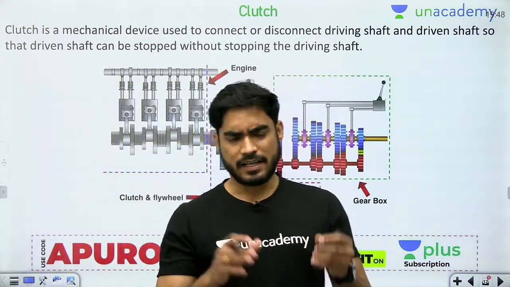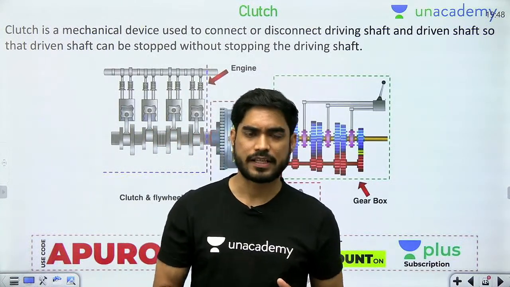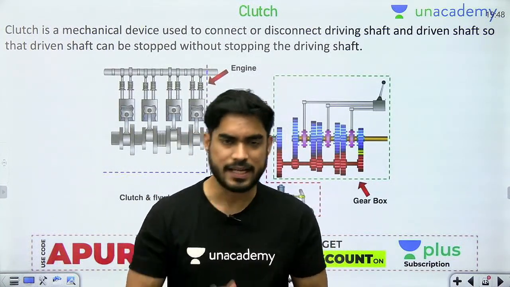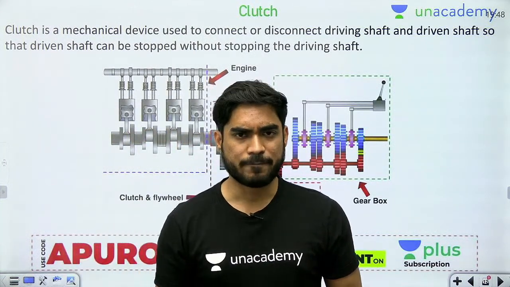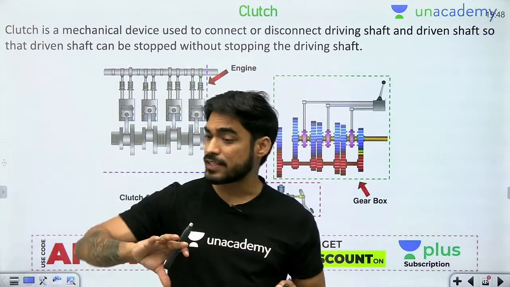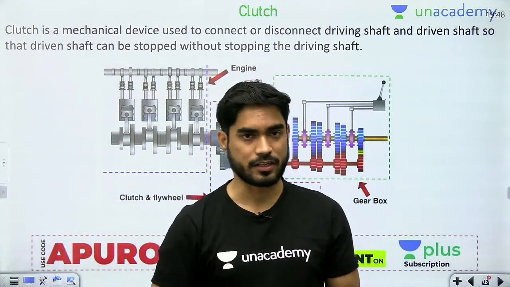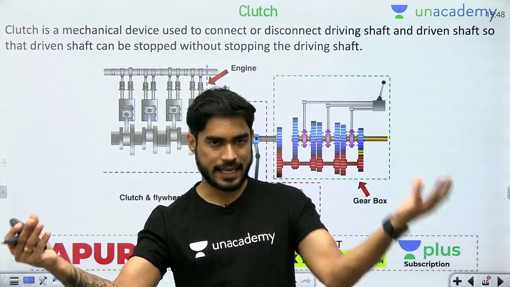Understand? Let's talk about an automobile. Let's understand what a clutch is from the example of an automobile. In an automobile, the driving shaft is connected to the engine and the driven shaft is connected to the wheels, the transmission. The engine is producing power and the wheels are taking this power.